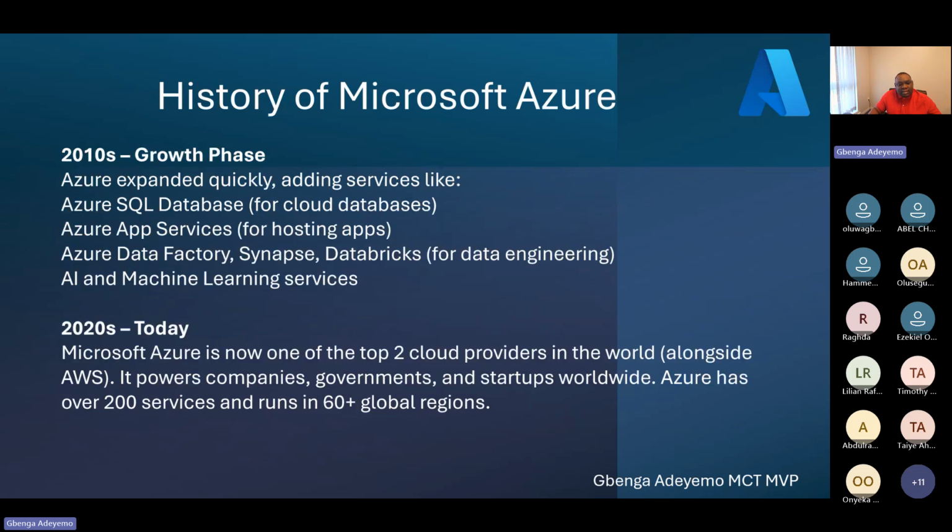Now, after that was the growth phase for the platform. Azure expanded quickly. They added services like Azure SQL Database for your cloud databases, Azure App Services for hosting applications, and Azure Data Factory for orchestration and data movement. For data processing, there is Synapse, the all-in-one unified analytics platform. They also embedded Databricks inside of Azure for big data engineering, and also AI and machine learning services. That was the growth phase for Microsoft Azure.